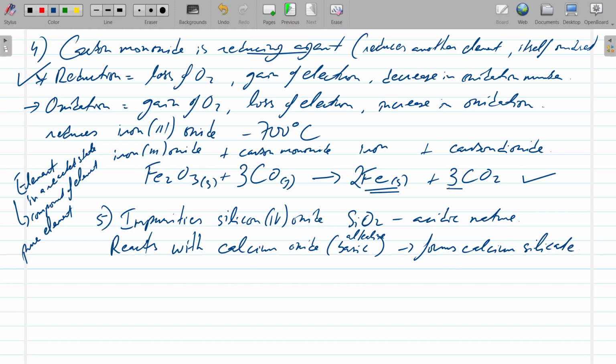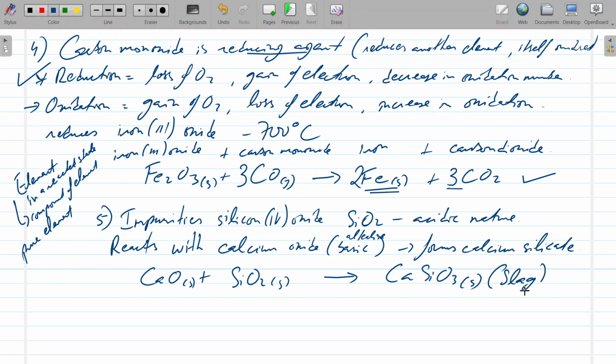So the reaction for that is calcium oxide, which is a solid, and silicon 4 oxide, which is also a solid, and these two are reacting to form CaSiO3, calcium silicate, which is also a solid, which is also balanced. Good, right? So nothing to do over here. And this calcium silicate is called slag. That's what it's called.